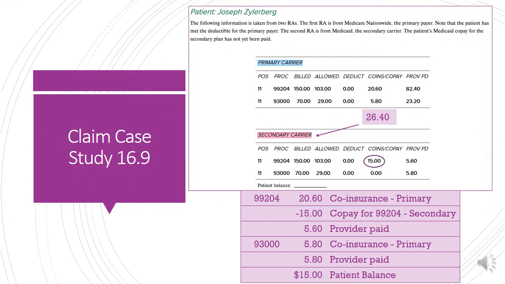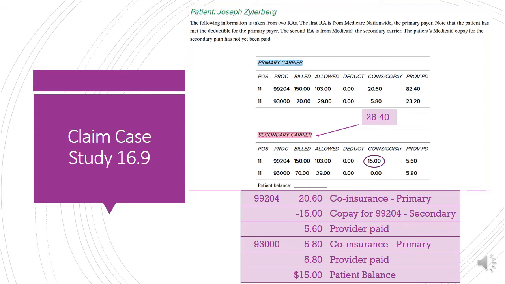All right, case study 16.9 is a little bit more difficult and requires a little more critical thinking. Joseph has two insurance carriers. The primary insurance received the claim first. We can see there was no deductible. There were copays which totaled $26.40.